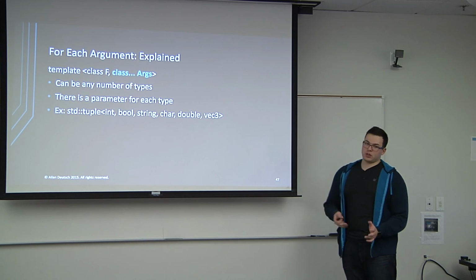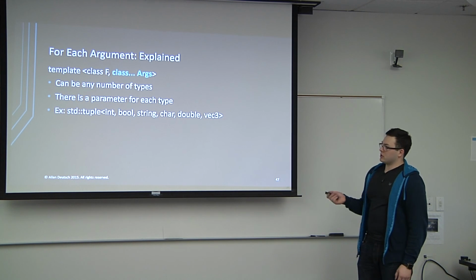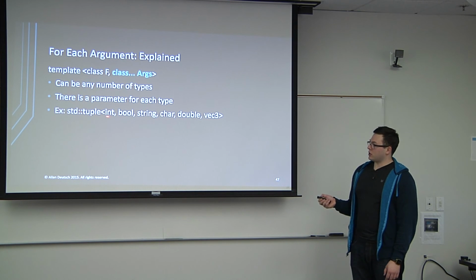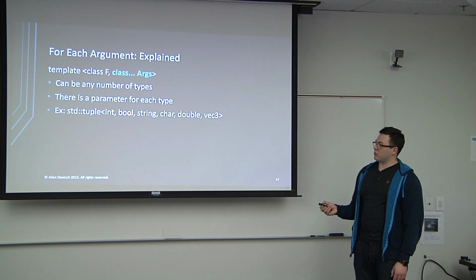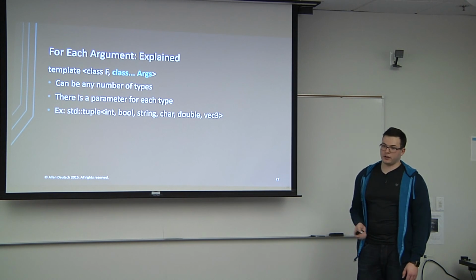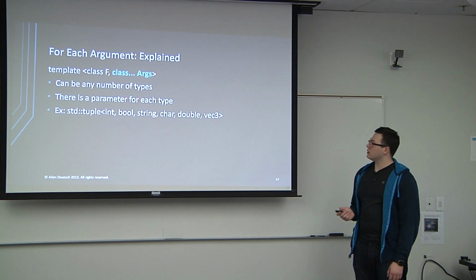They can all be different. They can be references, const, doesn't matter. There's a different parameter for each type. So as I said before, a standard tuple can just have any number of these different members, right? And then it does the same kind of multiple inheritance thing, where it'll just inherit from them, generally.